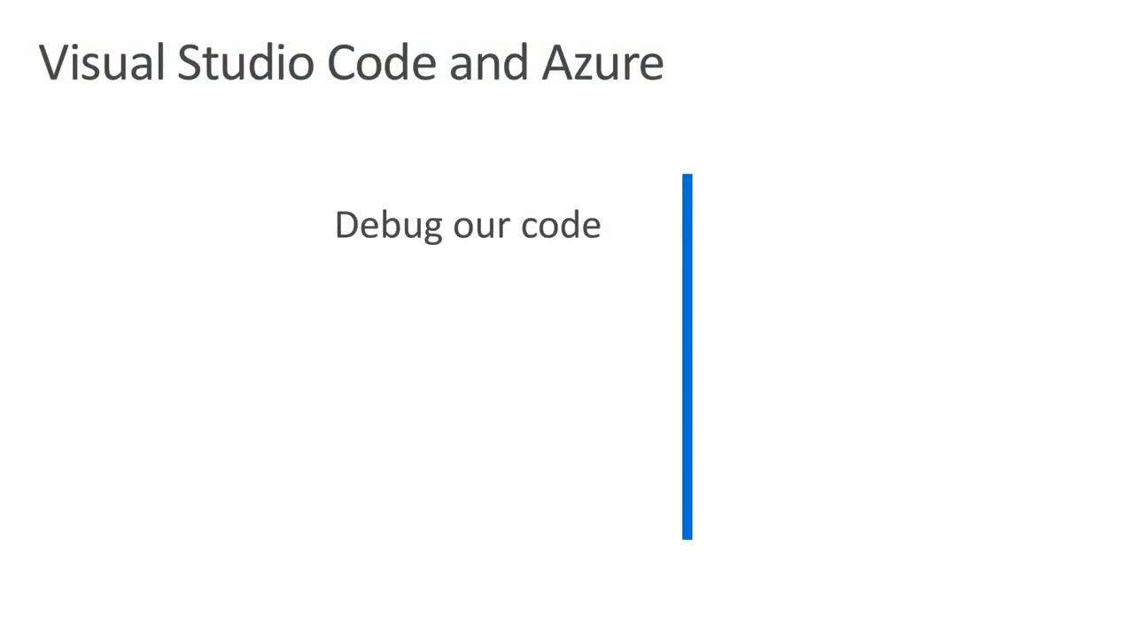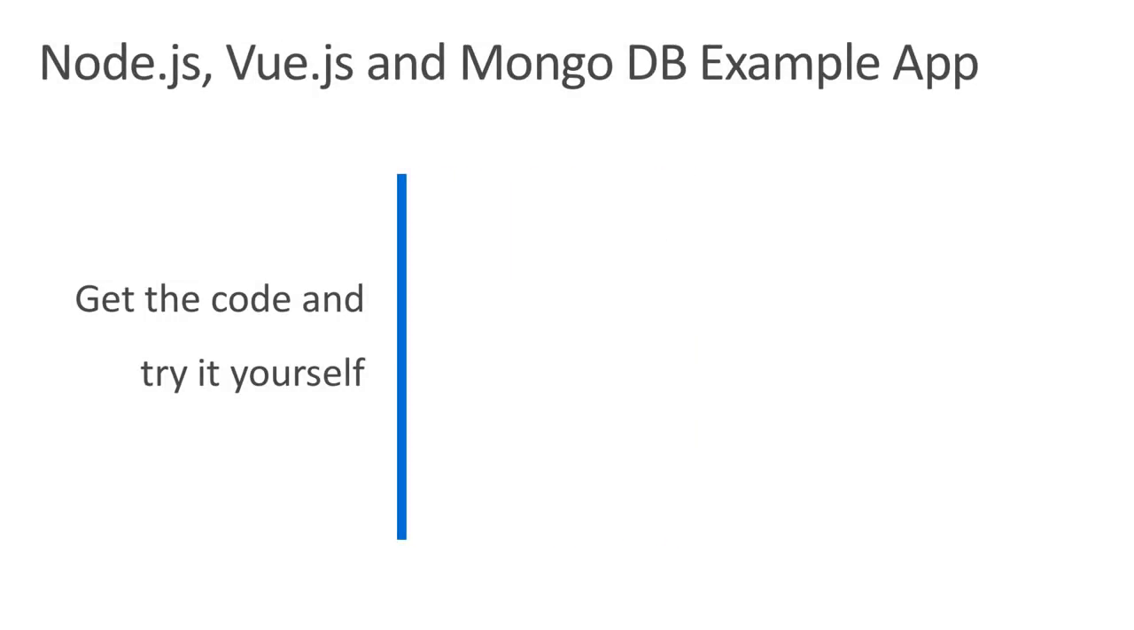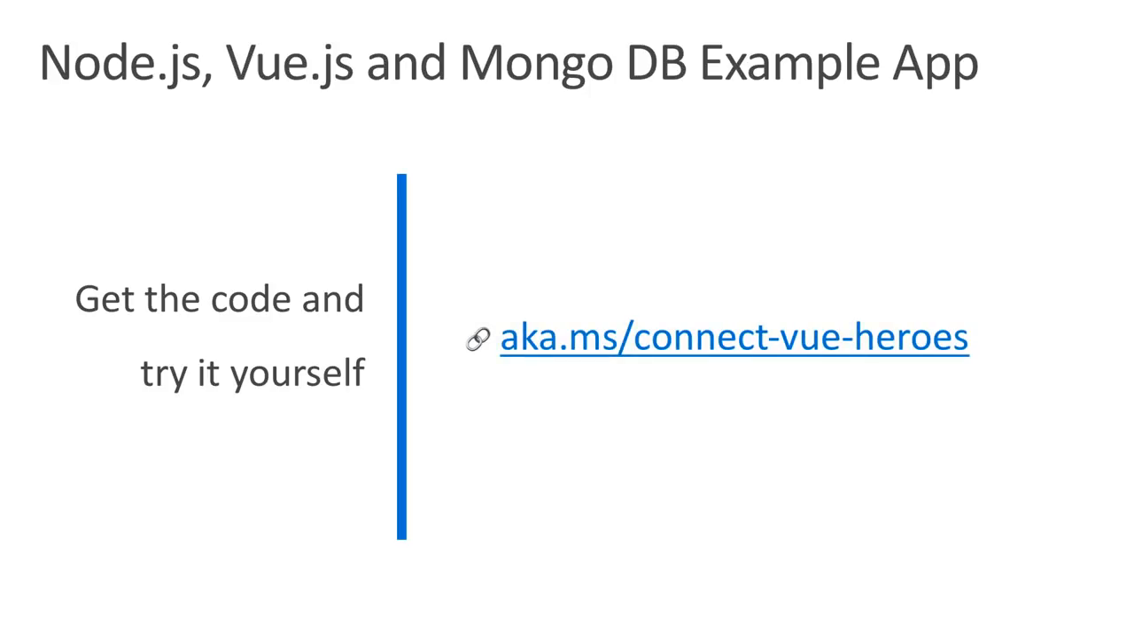With these, we can debug our code, interact with our databases, build and debug our containers, and deploy and manage web apps, all without leaving our editor. Now let's take a tour of all these features using a Node Express app with a Vue.js front end and a Mongo database. And when we're done with the tour, please go get the sample code and try it for yourself.